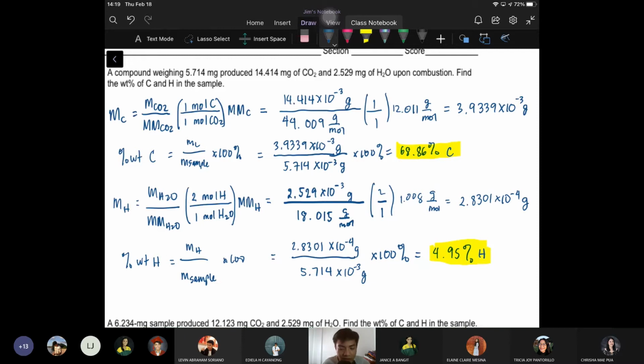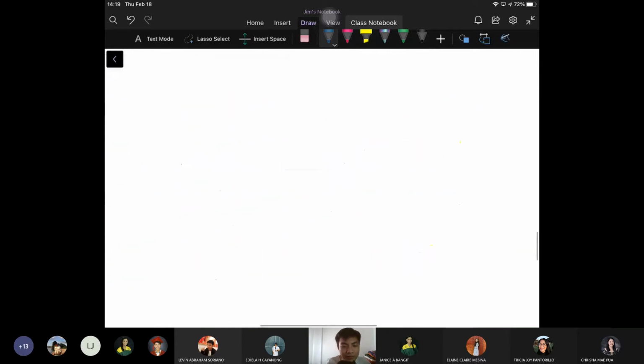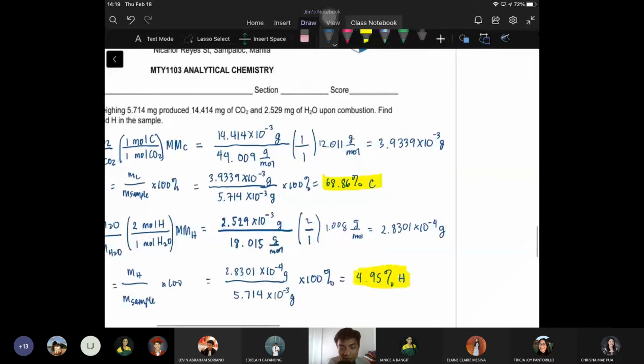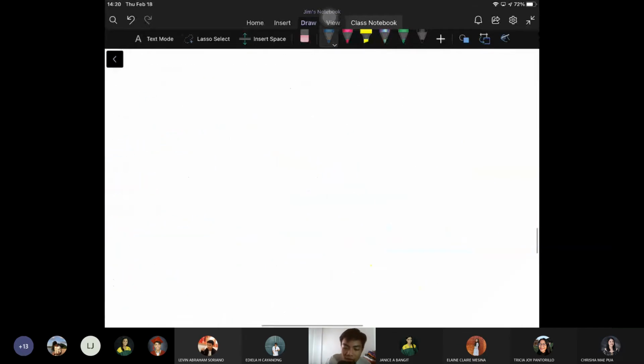Paano mo gagawin yun? Alam mo kunin yung percent carbon. Alam mo kunin yung percent hydrogen. Paano mo kukunin yung percent oxygen? Kunwari lang ha. In solving for percent oxygen, you cannot solve it using stoichiometry. Hindi mo siya pwede gamitan ng ganitong sandamukal na equations. Bakit? Kasi look, gawin natin uli yung ating formula.